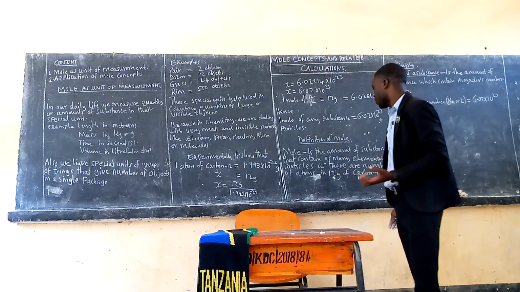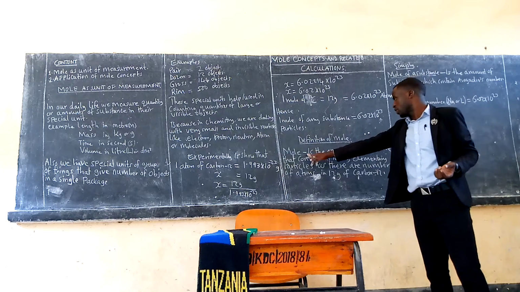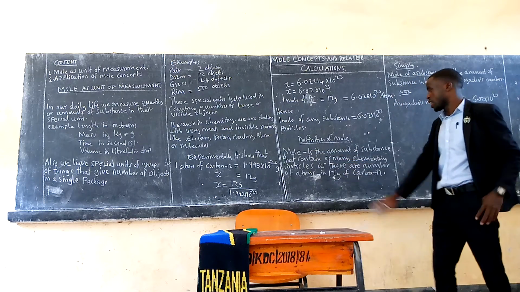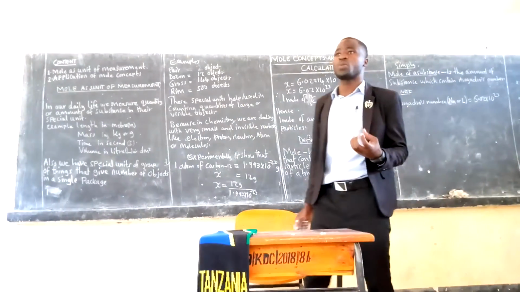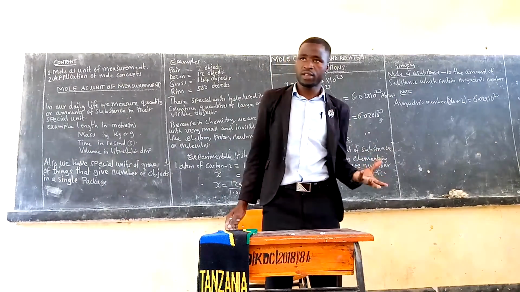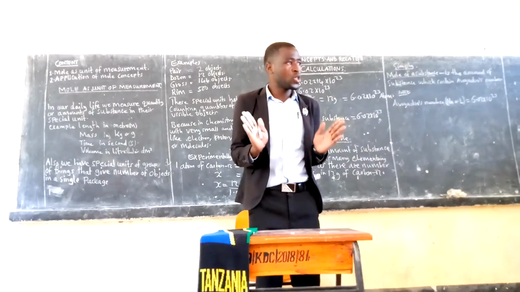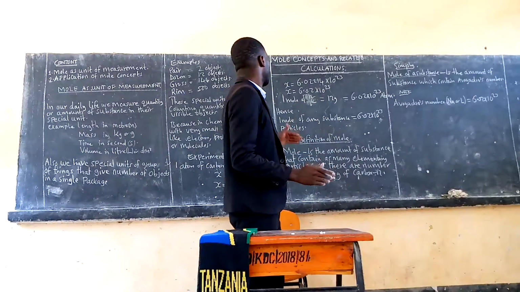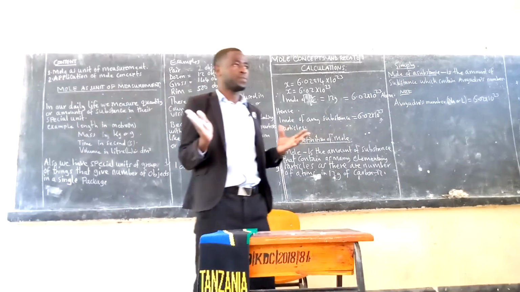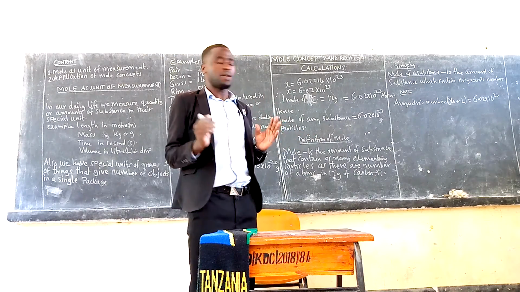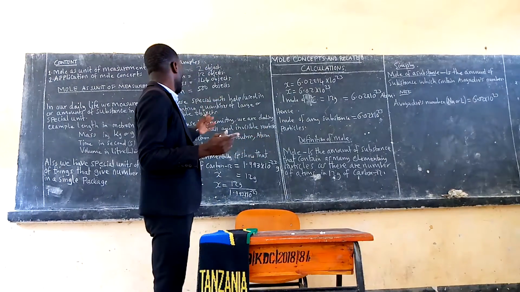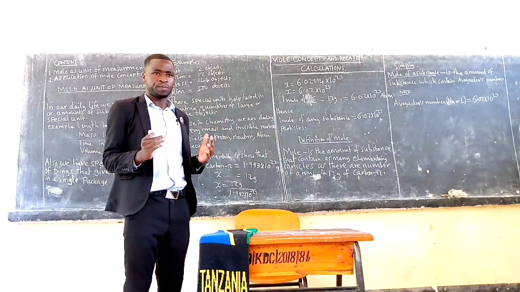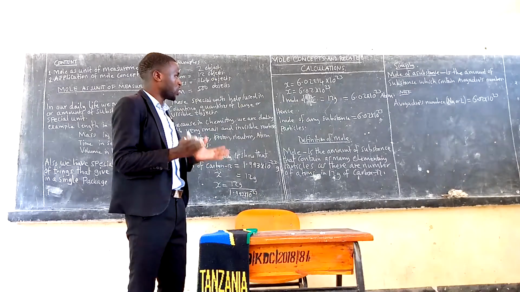Or by using the standard reference carbon, we can define a mole as the amount of a substance that contains as many elemental particles as there are atoms in 12 grams of carbon-12. Simply, now you can understand the meaning of mole. So don't memorize, just understand. A mole is a unit of measurement.